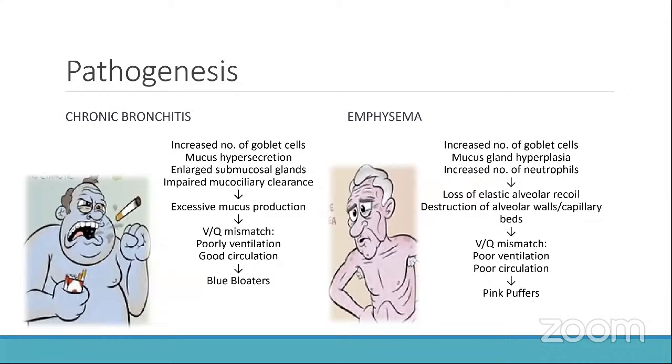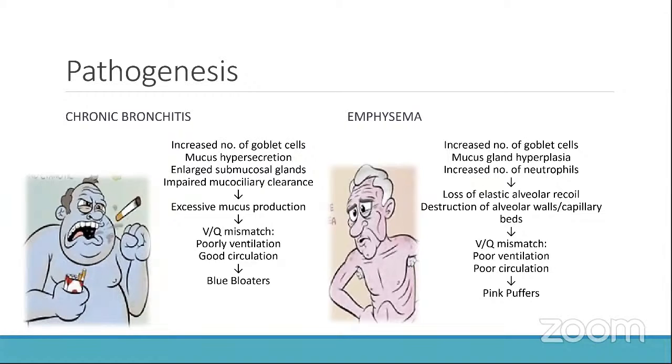When you're looking at emphysema, the chronic inflammation causes a breakdown of elastin in the alveoli, as well as destruction of the alveoli walls and capillary beds. These changes cause a VQ mismatch, where there is poor ventilation due to loss of elastic recoil of the alveoli, causing air trapping, and poor circulation due to the damage of pulmonary capillaries.